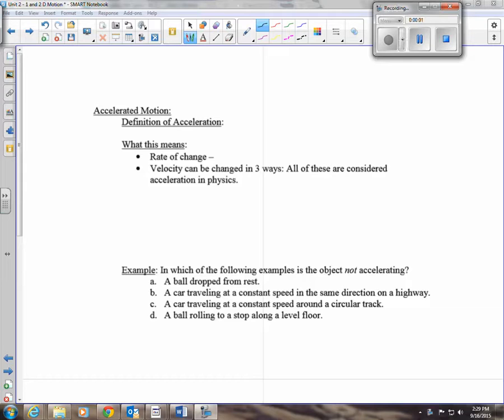Hey, we're going to start talking about accelerated motion. Before, we were doing constant or average speed. Now we're going to be changing speed, speeding up, slowing down, and so on.